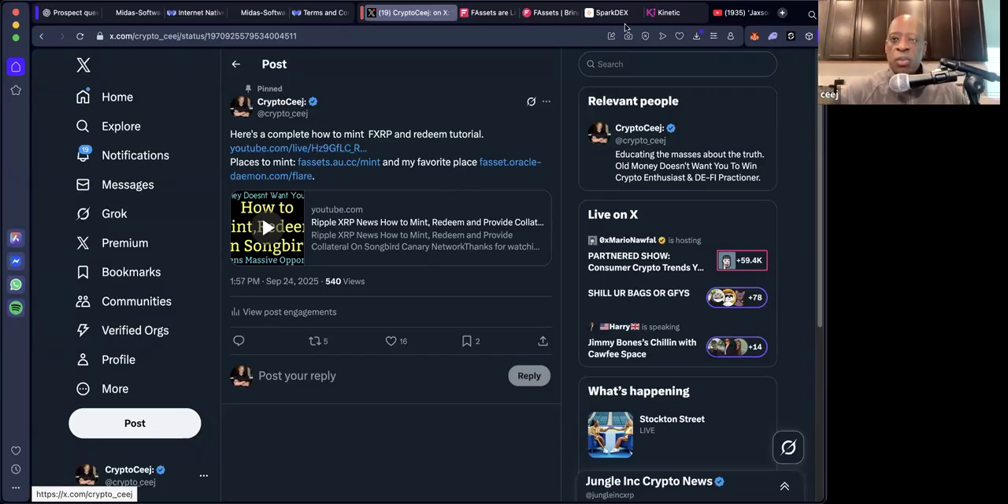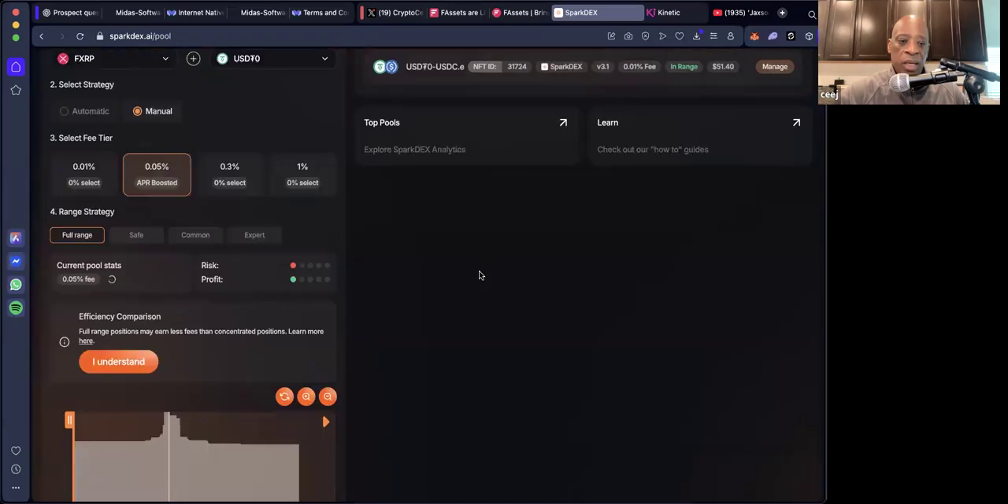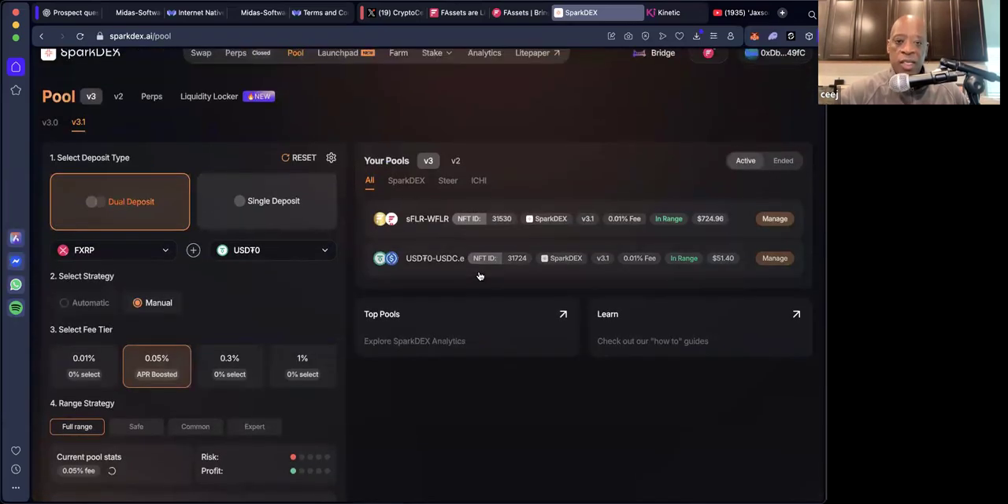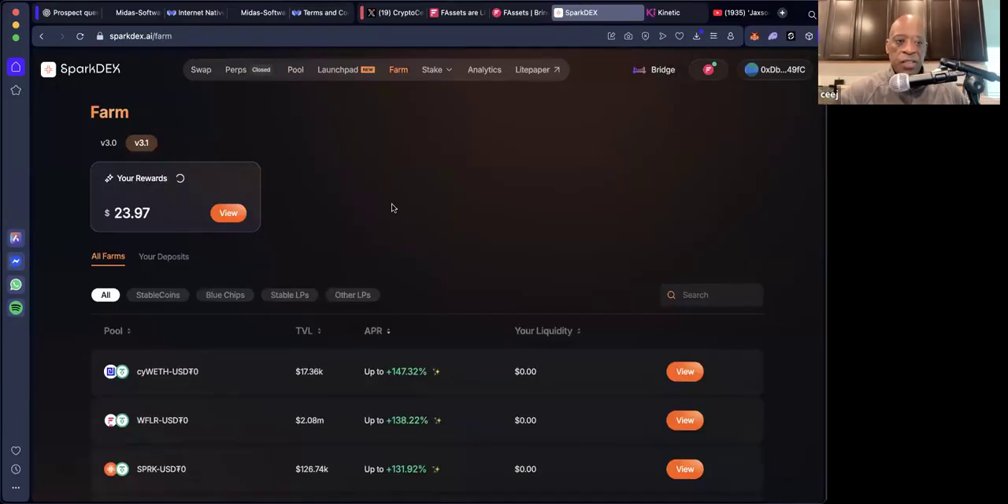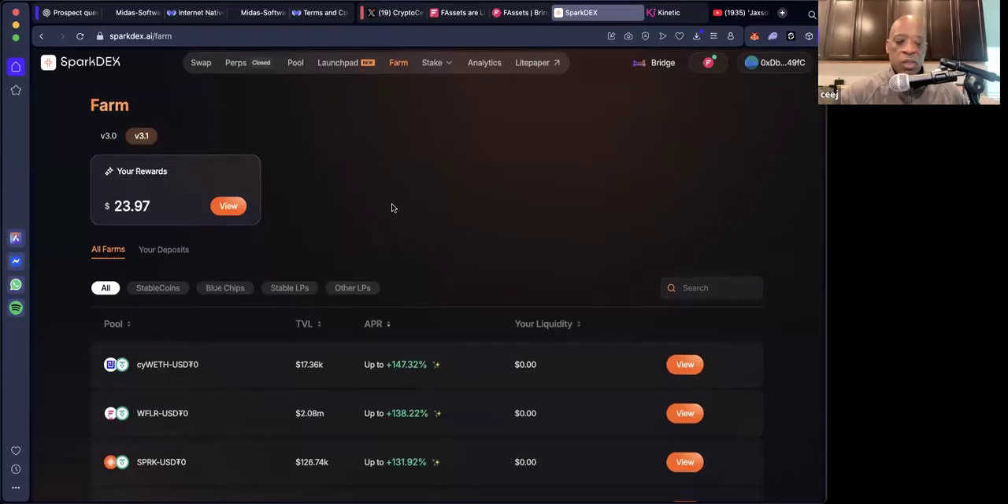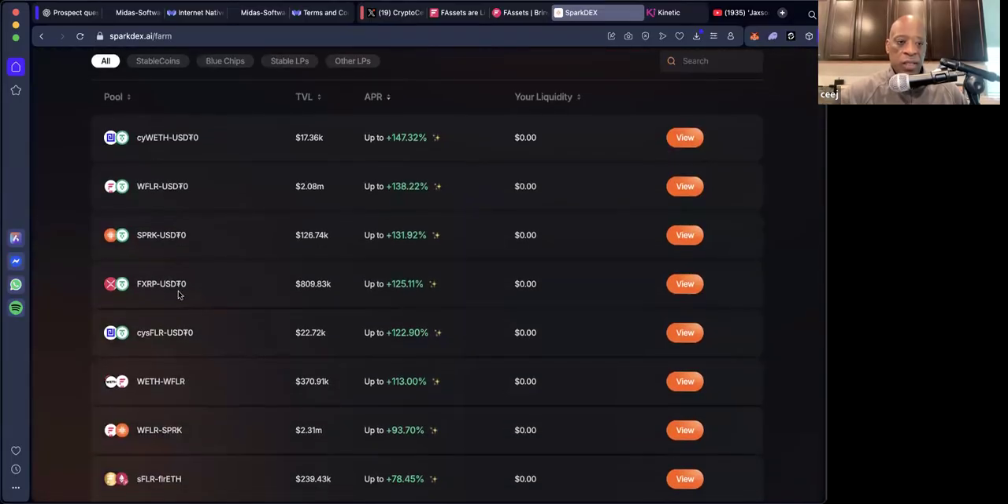All right. So we're going to go over to Sparkdex and enter a liquidity pair, the one for FXRP. How do you find that? You go to farm and you can check them out here. So here it is right here.